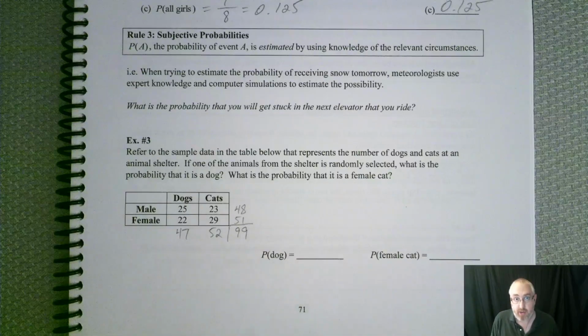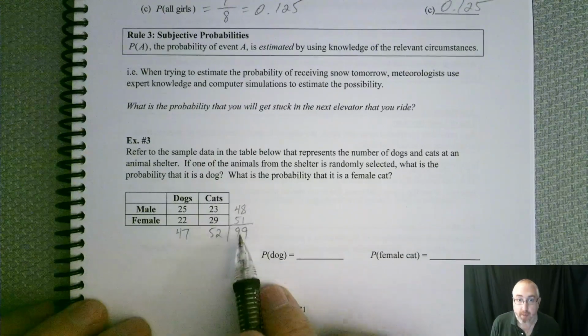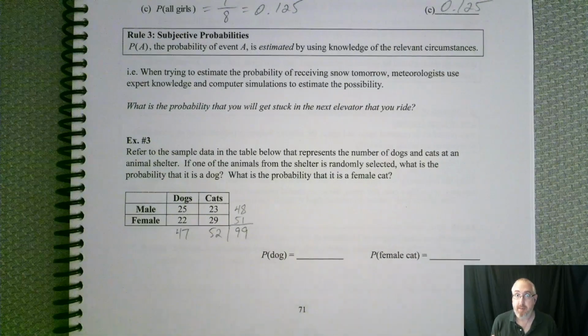So that's always a good check, is to add both directions. You might need some of those numbers anyways. So if you add in both directions, you should get the same result. So 99 animals is in our sample space. 99 unique animals.